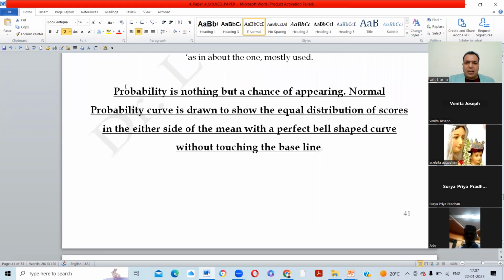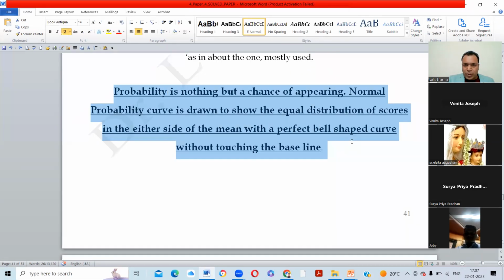So guys, here we understand what probability is. Because in normal probability curve, one word used is probability. Curve we have understood, normal we have understood, what is probability? Probability is nothing but a chance of appearing. The normal probability curve is drawn to show the equal distribution of the scores either on the left side or right side. It is a bell-shaped curve without touching the baseline. The baseline is not touched. This is the important thing.